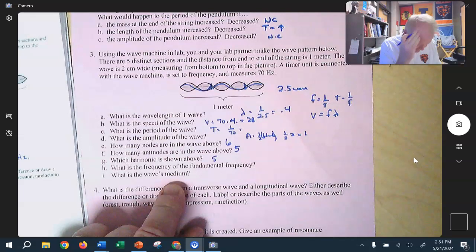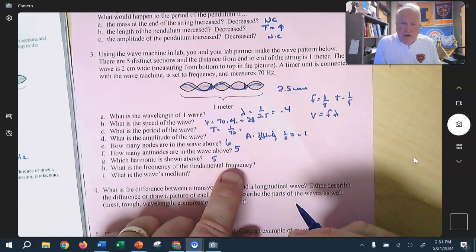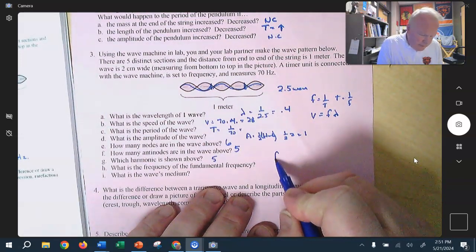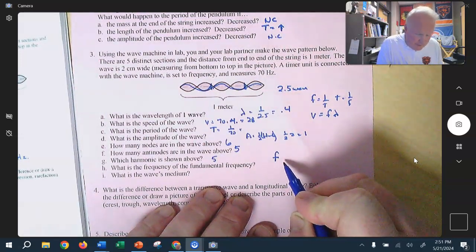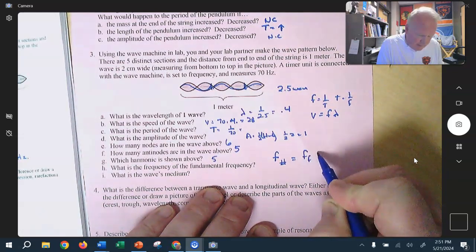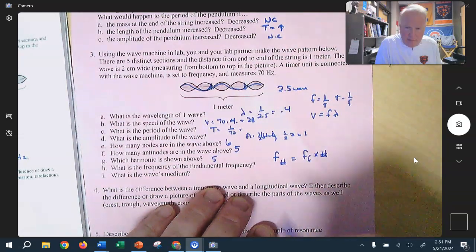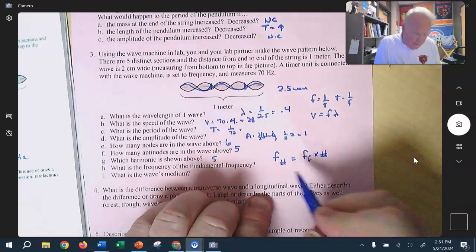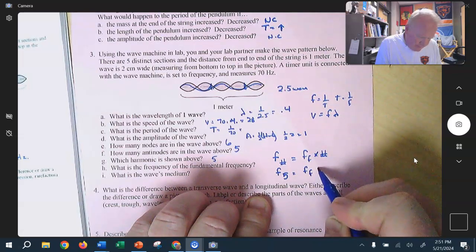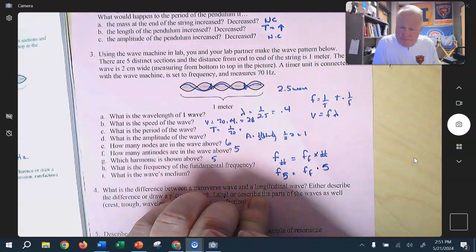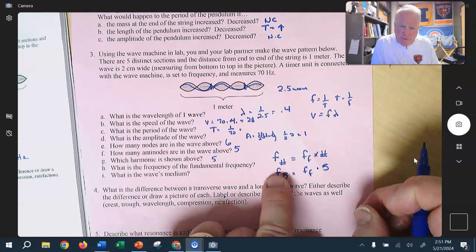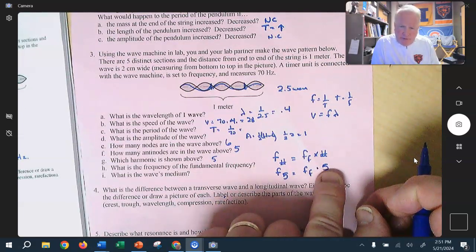And what's the frequency of the fundamental frequency? This is the hardest thing that people are having because they don't get the equation. The equation says the frequency of any harmonic is equal to the fundamental times its number. In this instance, the frequency of the fifth harmonic equals the frequency of the fundamental times 5, right? If we want to know the frequency of the fifth harmonic, we take the fundamental times 5.